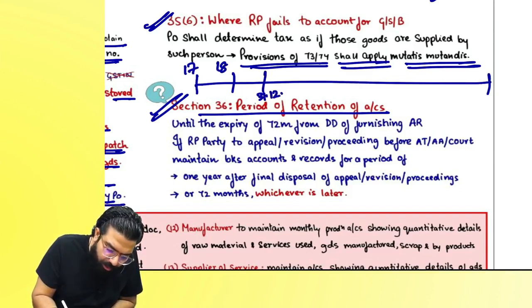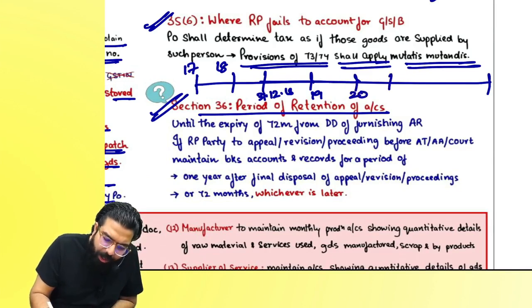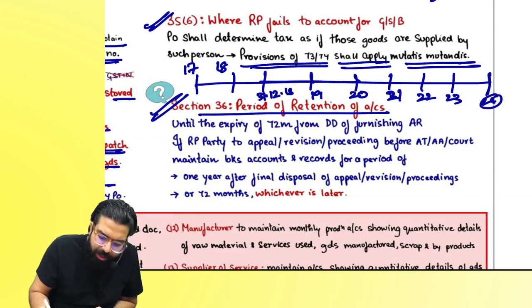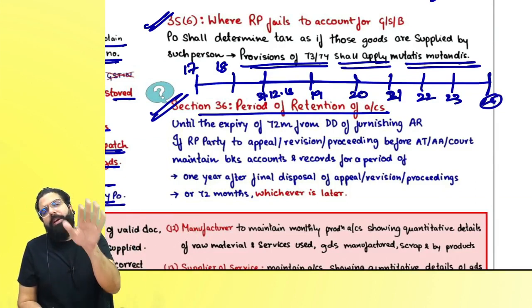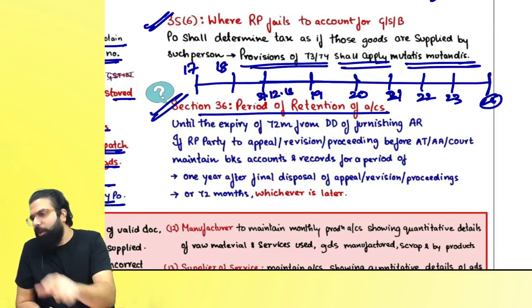31st of December 2018. From here, you will have to go ahead and maintain how many years? 1, 2, 3, 4, 5 and 6, which is 19, 20, 21, 22, 23 and 24. So till 31st of December 2024, till that time you have to go ahead and maintain your accounts and records. Are we clear till here?